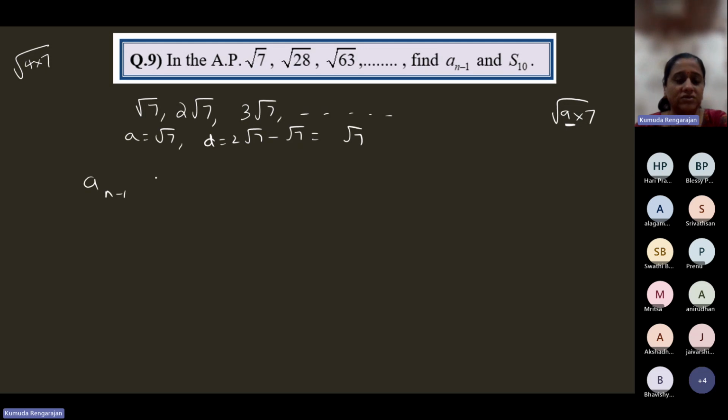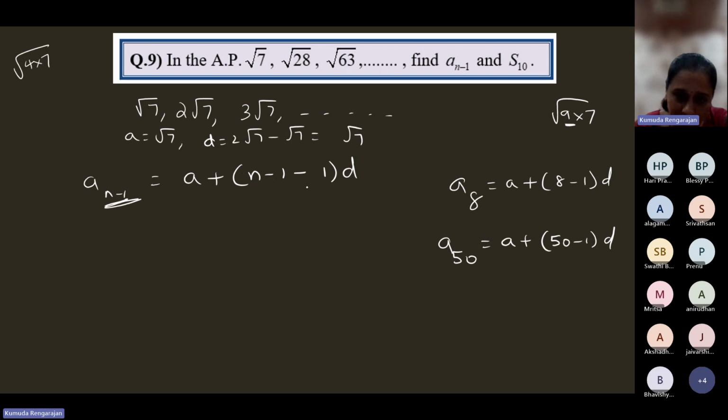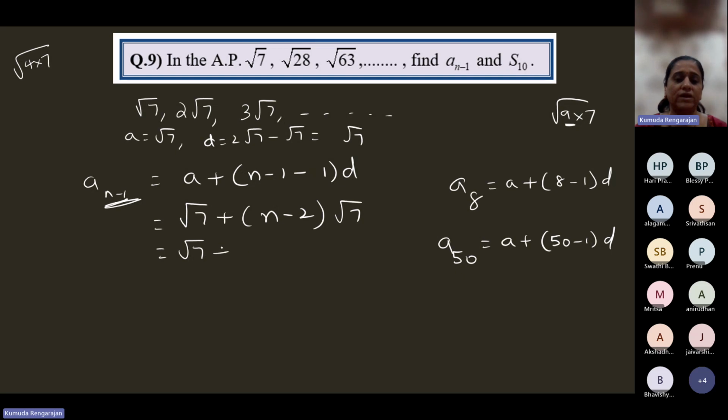So a(n-1) is equal to a plus whatever term you have here minus 1 into d. That's the formula. If you want to find a8, it is a plus 8 minus 1 into d. If you want to find a50, it is a plus 50 minus 1 into d. So a(n-1) is equal to a plus (n minus 1 minus 1) into d. So a is root 7 plus (n minus 2) into d. D is also root 7. So this is root 7 plus root 7 n minus 2 root 7. Minus 2 root 7 and root 7 is minus root 7. So it is root 7 n minus root 7.